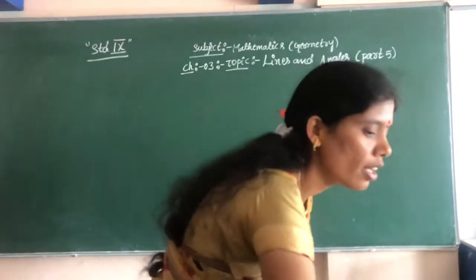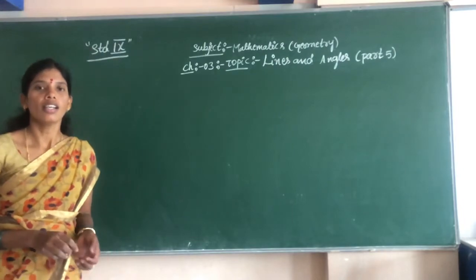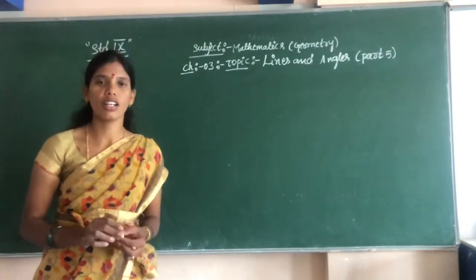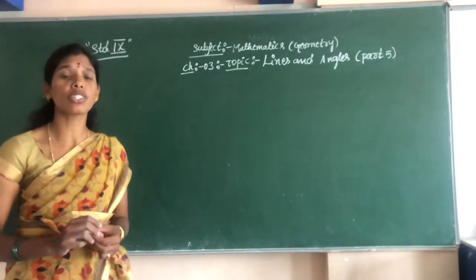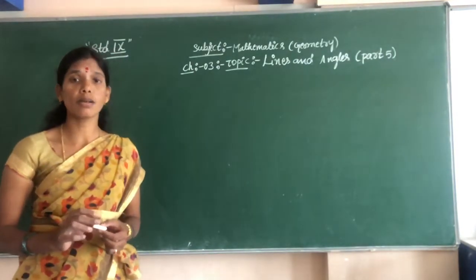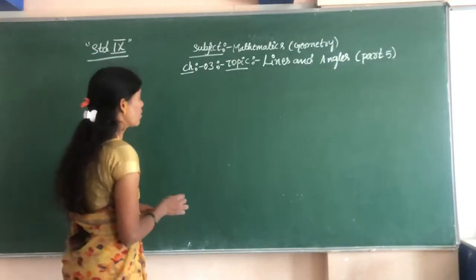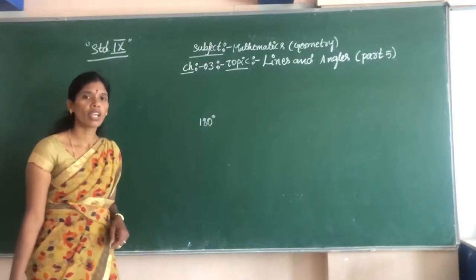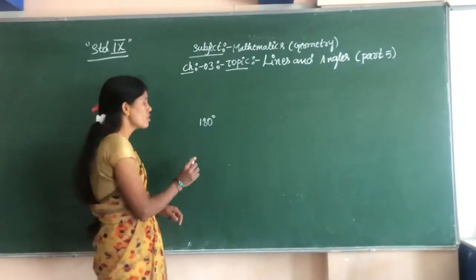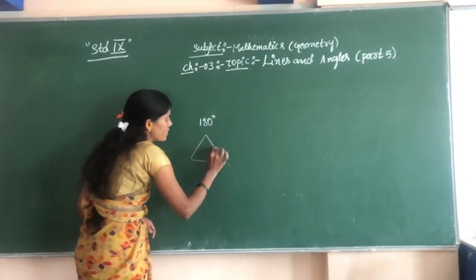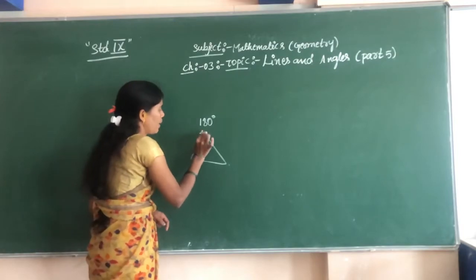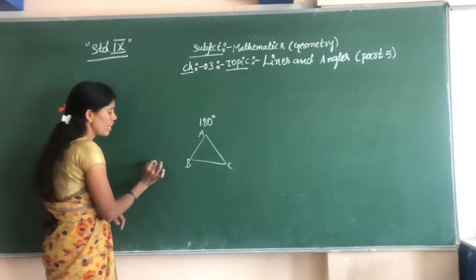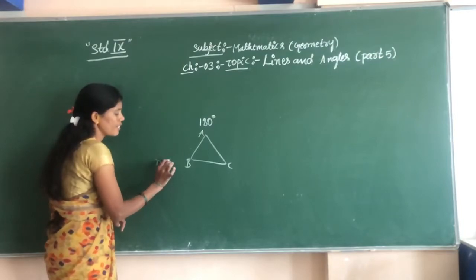Now the discussion: how does the angle sum property of the triangle come to 180 degrees? Already in 8th standard you studied that the sum of the angles of a triangle is 180 degrees. How does it come to 180 degrees? In a triangle ABC, how many sides are there? Three sides, so n is equal to 3.